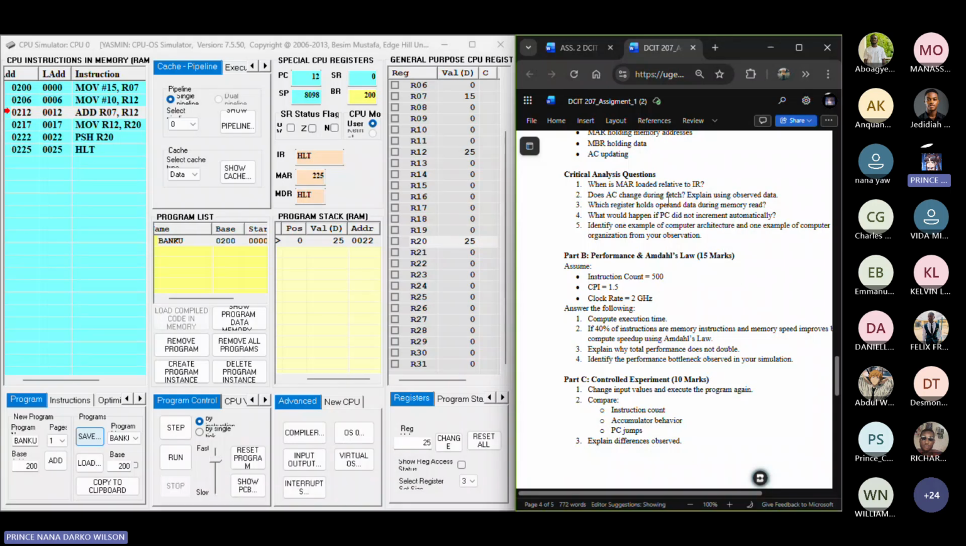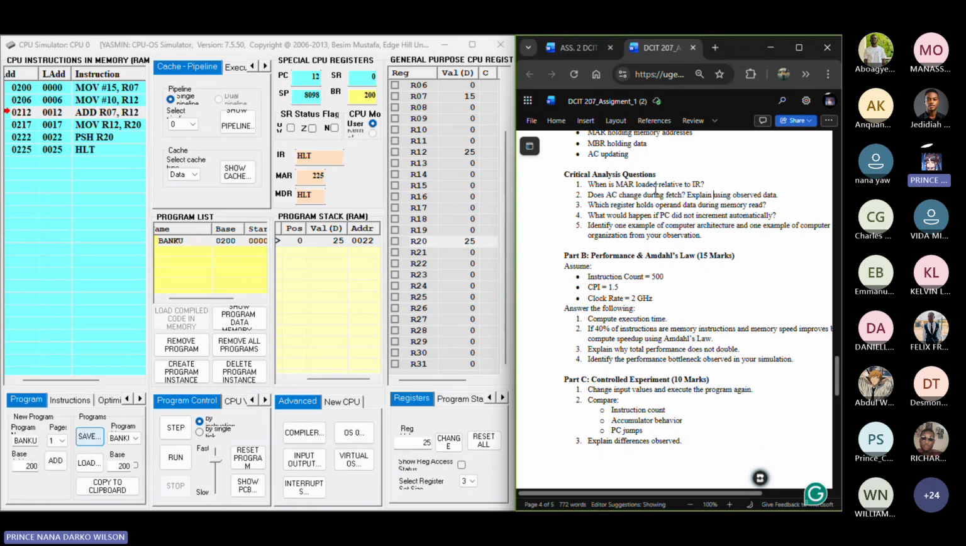Critical analysis questions. When is the memory address register loaded relative to the instruction register? The memory address register is loaded before the instruction register, because we have to load the memory address so that we take what is inside the memory address and give it to the instruction register, and then it will know what to use that instruction data for to execute the program. So when is it loaded? It is loaded before the instruction register. This information might be false, so I beg you to verify, okay?